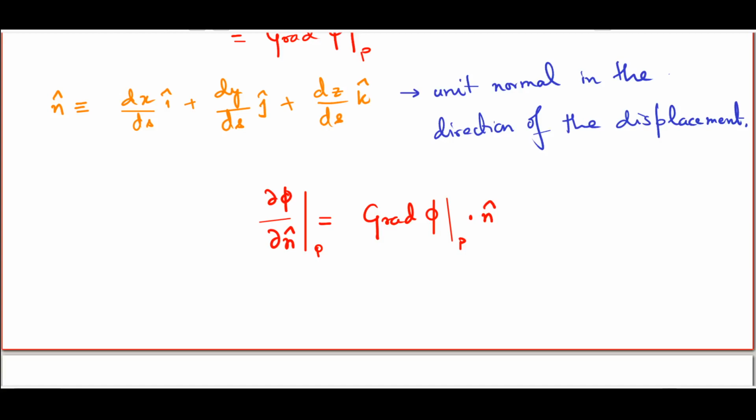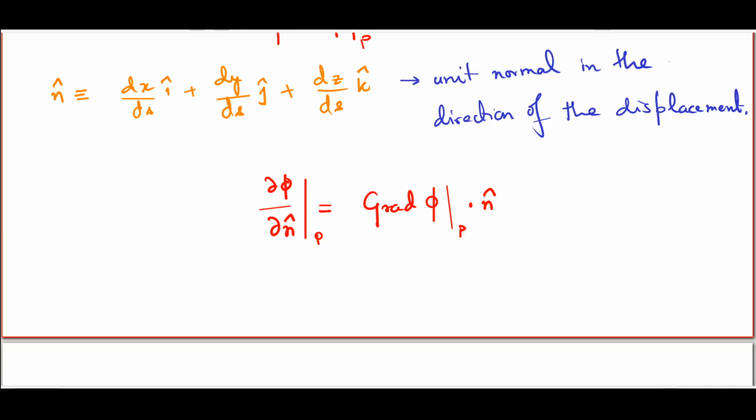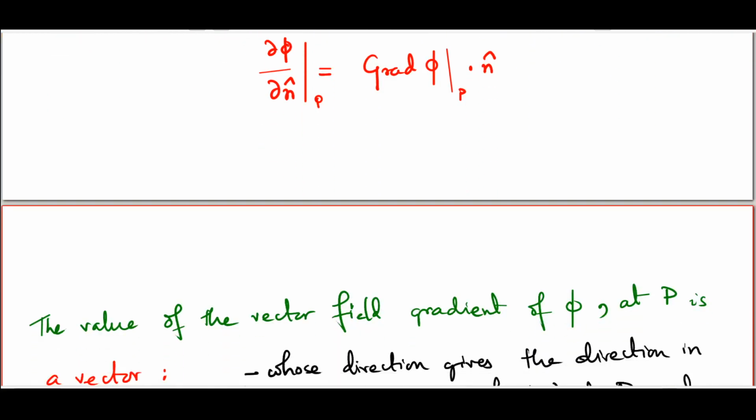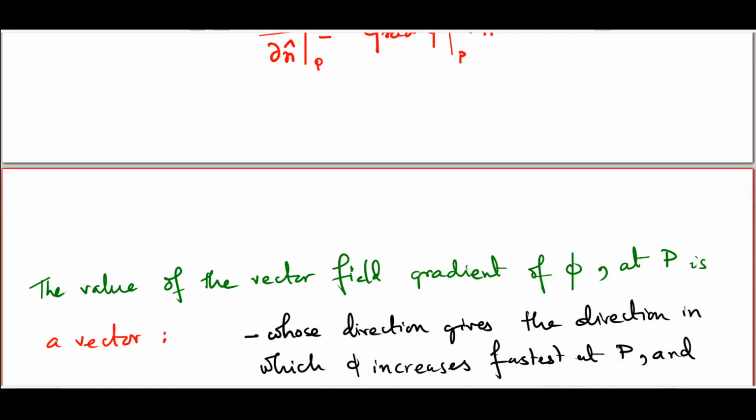Since the cosine of an angle can take a maximum value of plus 1, which happens when this angle is 0, the nice interpretation that we have for the value which the gradient of a scalar takes at a particular point is that it gives you a vector whose direction gives the direction in which phi increases fastest. That is, the direction in which the directional derivative is the largest. Of course, at this particular point P.